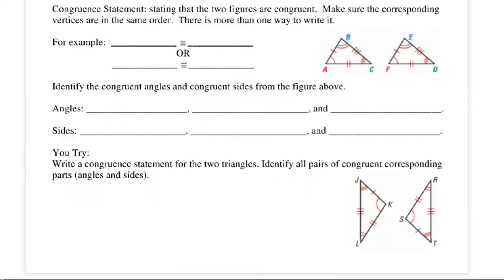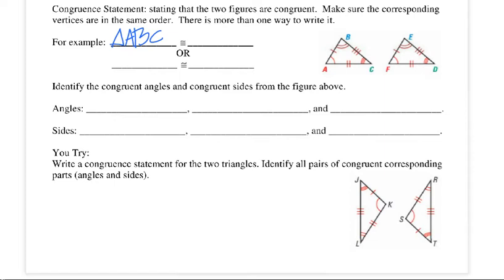So now that we know that two figures are congruent, we can make the corresponding sides or vertices congruent as well. In this first picture, for a congruent statement, we need to state that two figures are congruent, and we need to make sure that the corresponding vertices are in the same order, and there's more than one way to write it. So for the first one, if I write triangle ABC, then I need to make sure my sides are matched up accordingly in the other triangle.